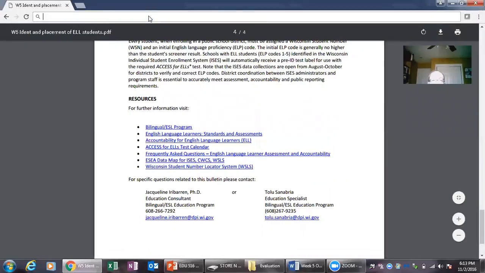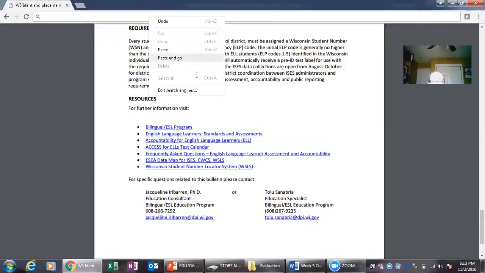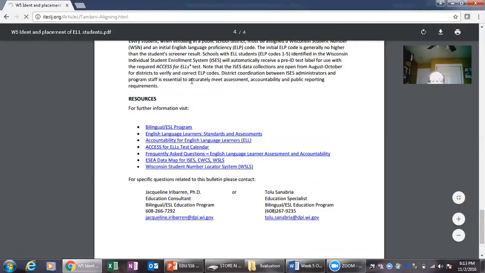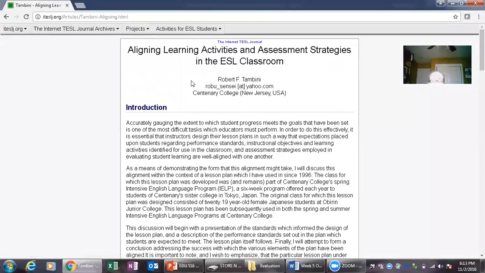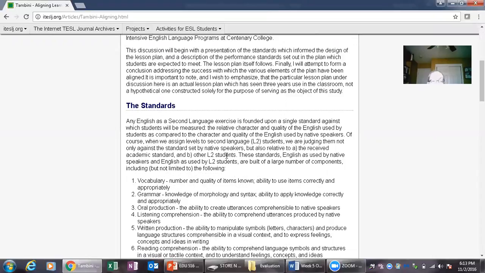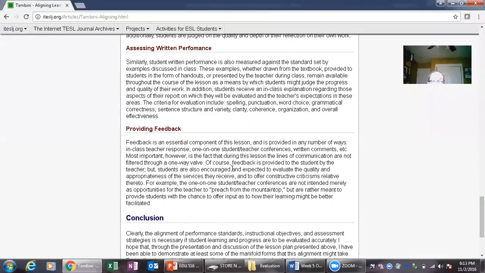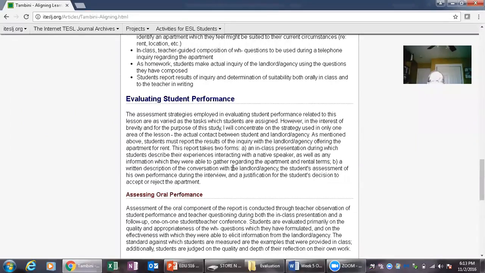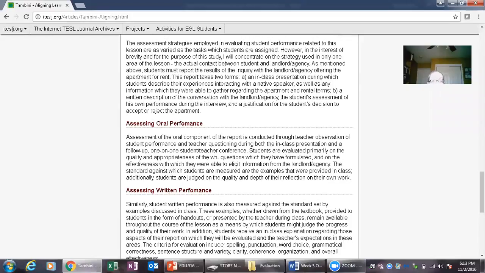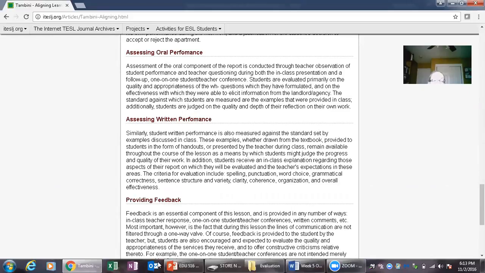Document 2. This is aligning learning activities and assessment strategies in the ESL classroom, accurately gauging the extent to which student progress toward the goals that have been set. It talks about the standards, the plan, the objectives, learning activities, and evaluation. One way of using authentic summative assessments would be an oral performance and also a written performance.